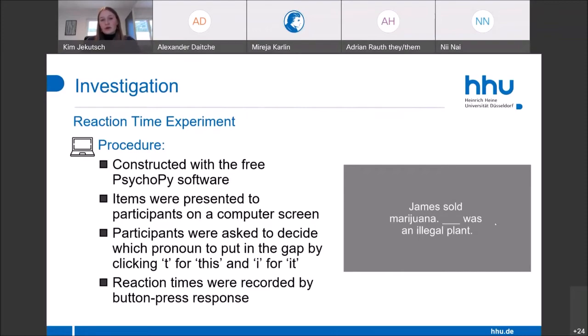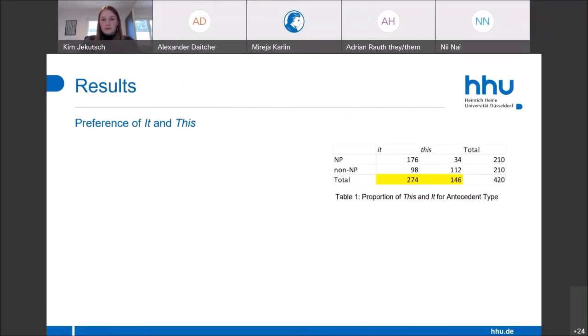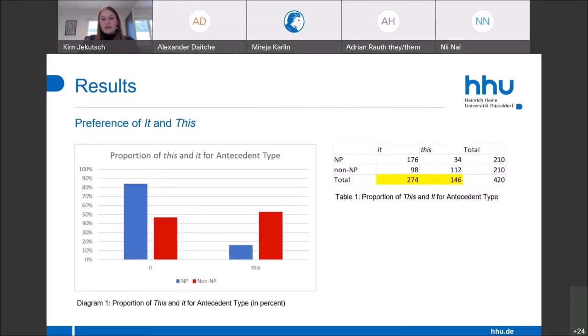So now that we all know how the investigation worked, let us turn to the outcomes of my study. To answer my first hypothesis, I counted how often it or this was used to refer to a noun phrase or a non-NP entity. First, in table 1, we can see that it was more frequently used than this in all of the 420 sentences. Where it was used in 274 sentences, this was used only half as often, in 146 sentences.